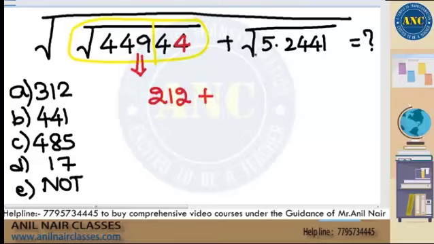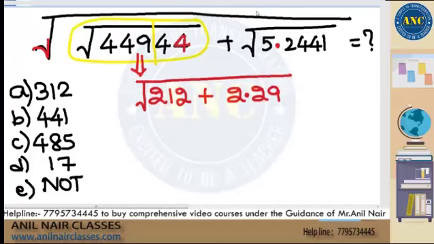Similarly, square root of, ignore the decimal, 52441. I will get it as 229. But the decimal inside the square root is after 4 places. Outside the square root it should be after 2 places. So it is 2.29. But outside there is another square root.